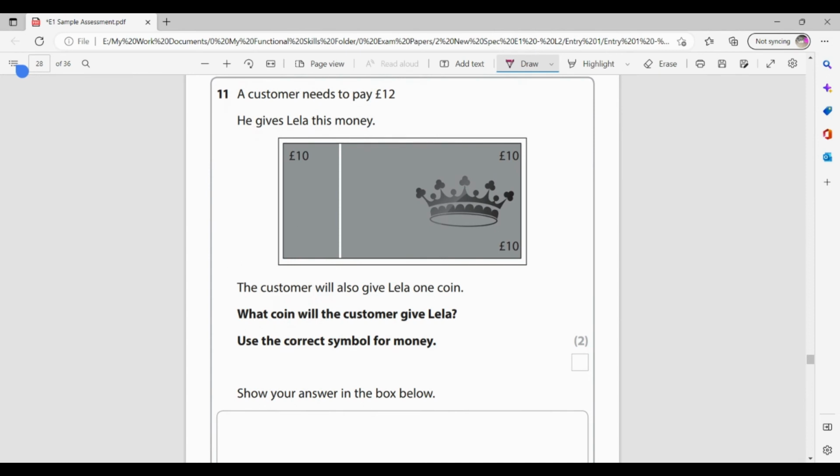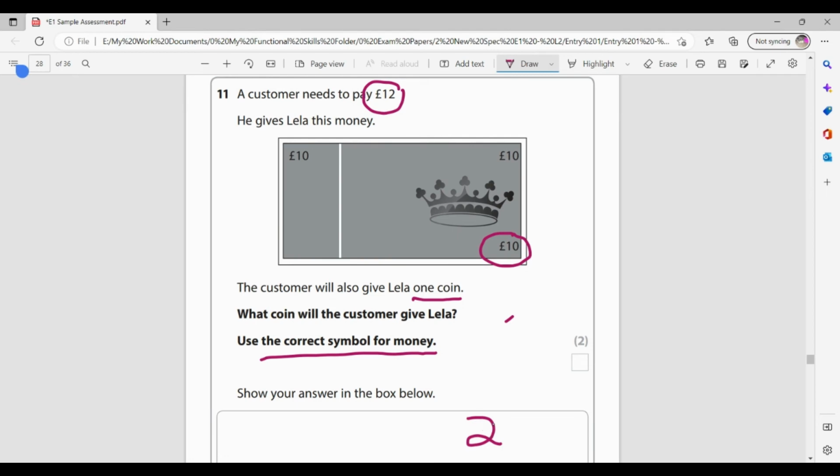So question 11, a customer needs to pay £12. He gives Leela this money. The customer will also give Leela 1 coin. Which coin will the customer give Leela? Use the correct money symbol. So they've given them £10 and they need to pay 12. So 10, 11, 12. They need to give an extra £2.